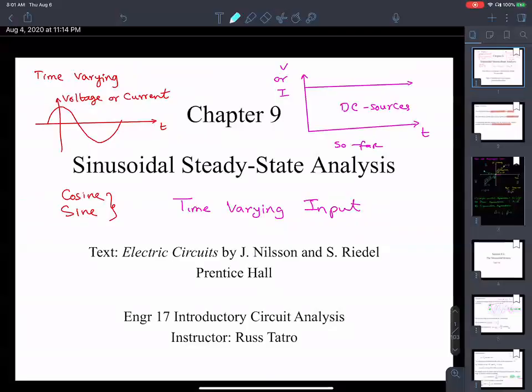This is what we started in the last class, sinusoidal steady state analysis. Questions about this so far, please? I know for a fact that there are some areas that are not 100% clear yet.